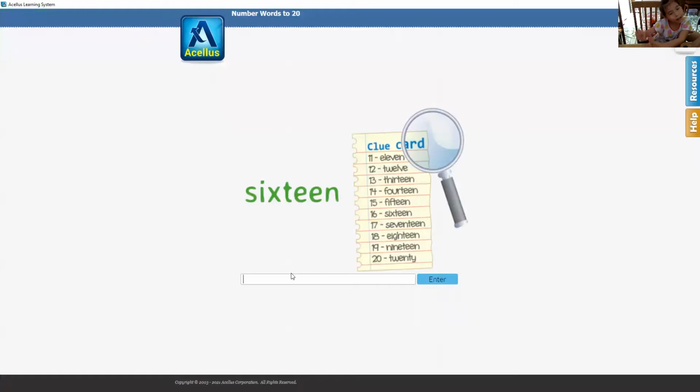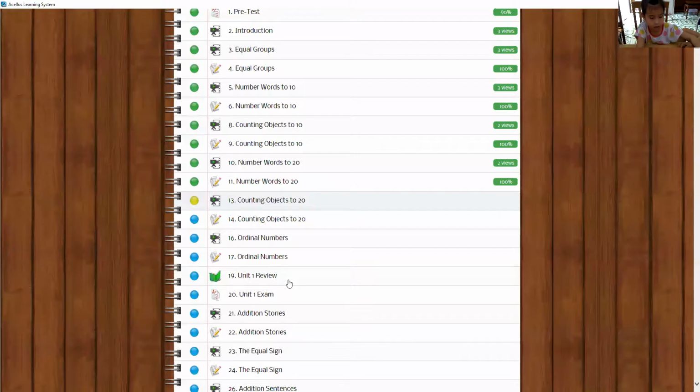Type in the numeral that means the same thing as the number word. 16. Type in the numeral that means the same thing as the number word.